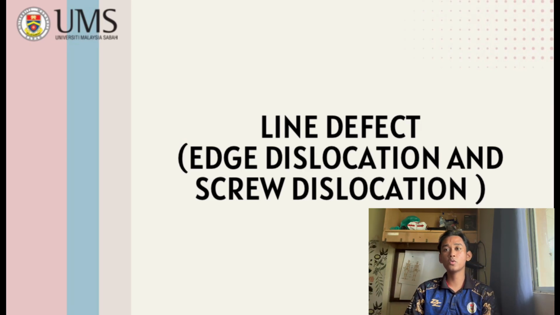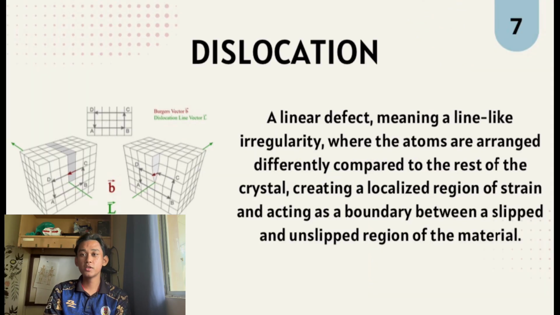So now we are moving on to line defect, which is edge dislocation and screw dislocation. So what is dislocation? A dislocation is a linear defect, meaning a line-like irregularity where the atoms are arranged differently compared to the rest of the crystal. It creates a localized region of strain and acts as a boundary between a slip and unslip region of the material. We can see the example of the dislocation process on the slide. The left one is the edge dislocation and the right one is the example of screw dislocation.